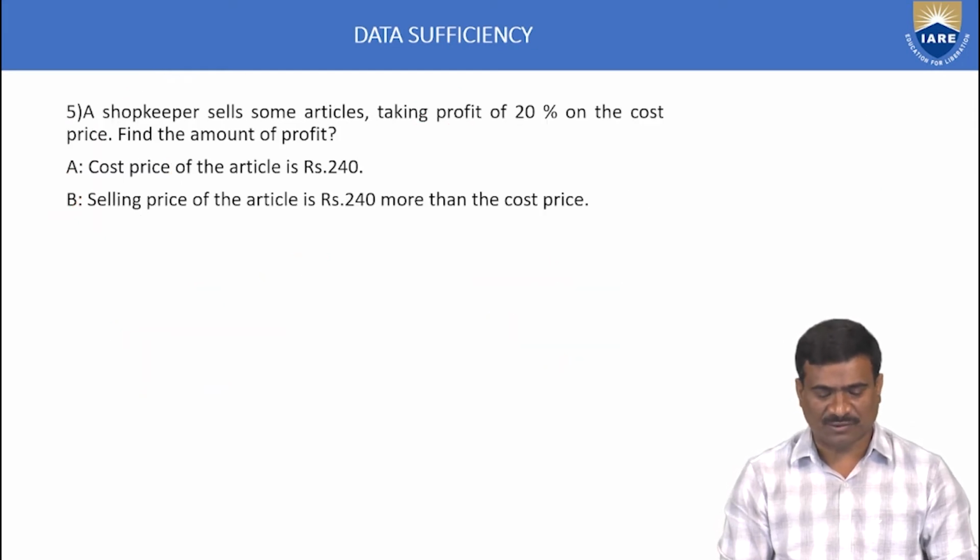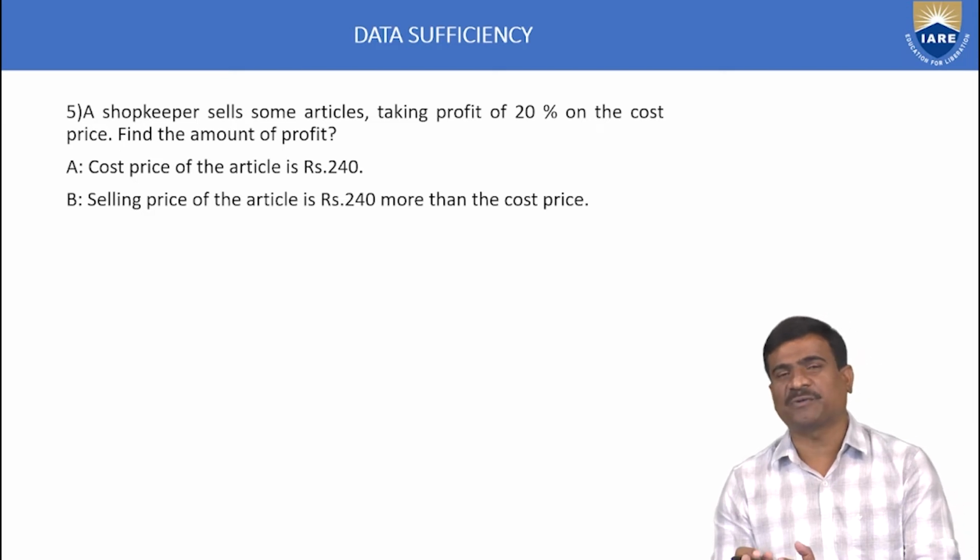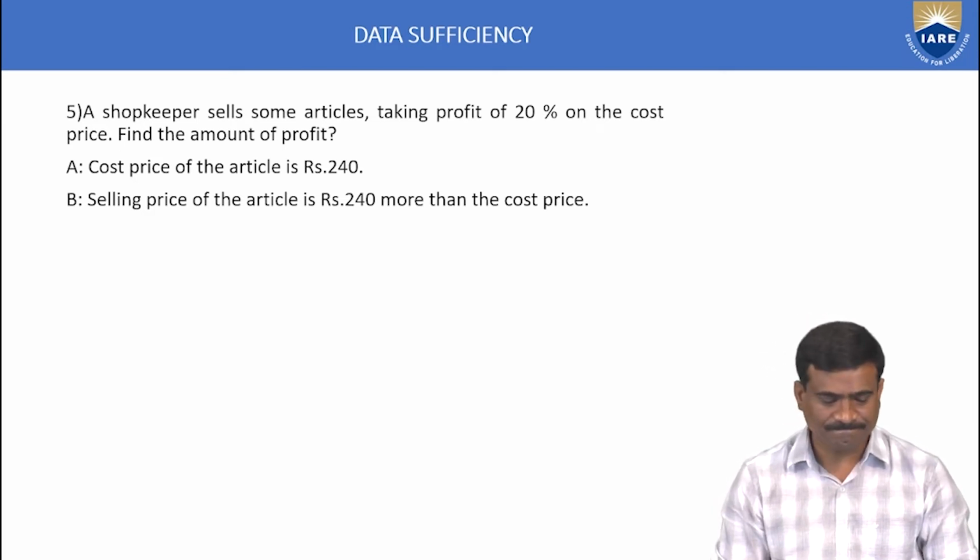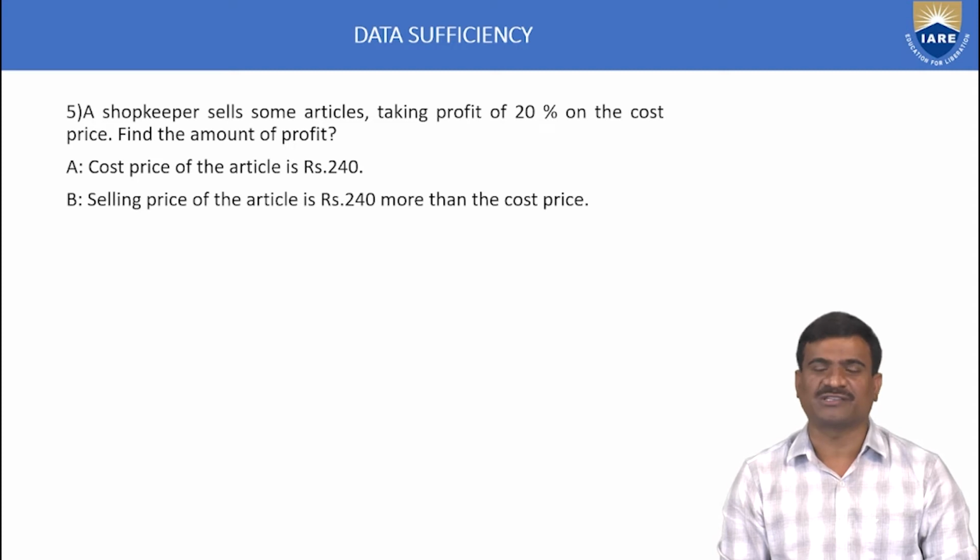Next, the fifth example. A shopkeeper sells some articles taking a profit of 20% on the cost price. Find the amount of profit. This question belongs to profit and loss. Statement A: Cost price of the article is rupees 240. Statement B: Selling price of the article is rupees 240 more than the cost price.